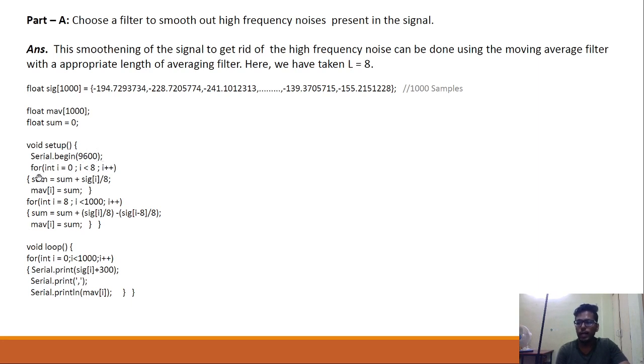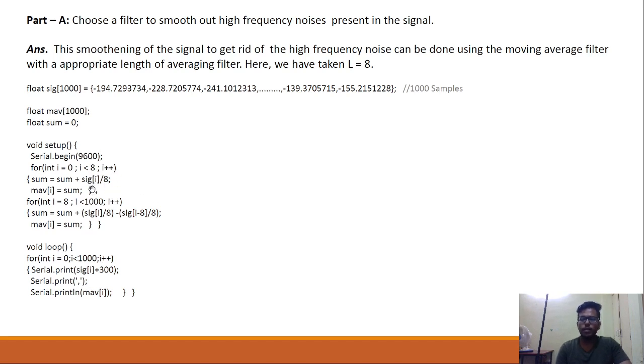Now we have to calculate the moving average filter. When I is less than 8, we don't have that many samples before it, since the signal is only defined from I equal to 0. So for the first sample I took the sample divided by 8. For the second sample I took the sample plus the previous sum, divided by 8, and so on for the first 8 samples.